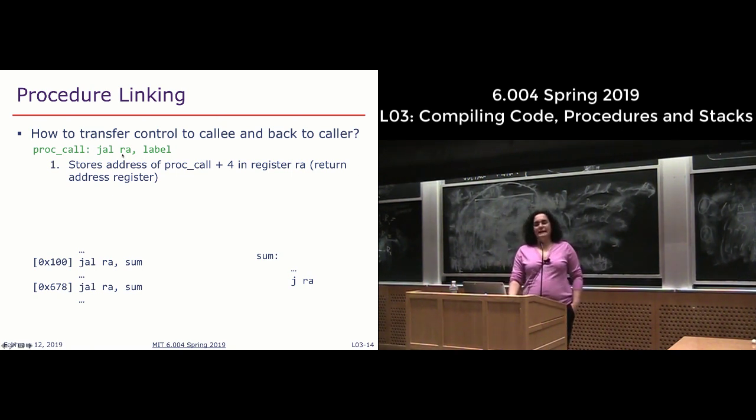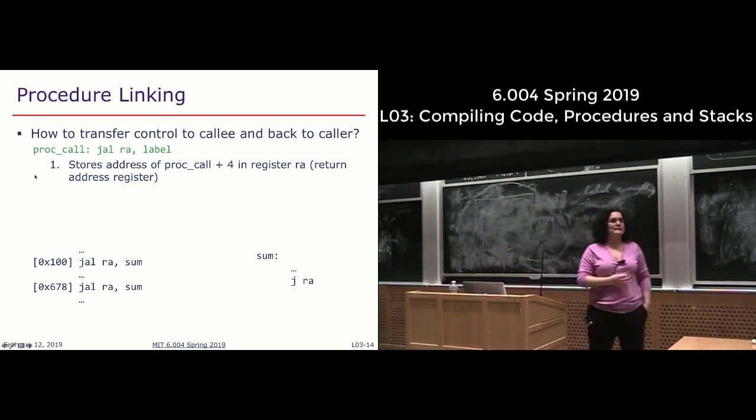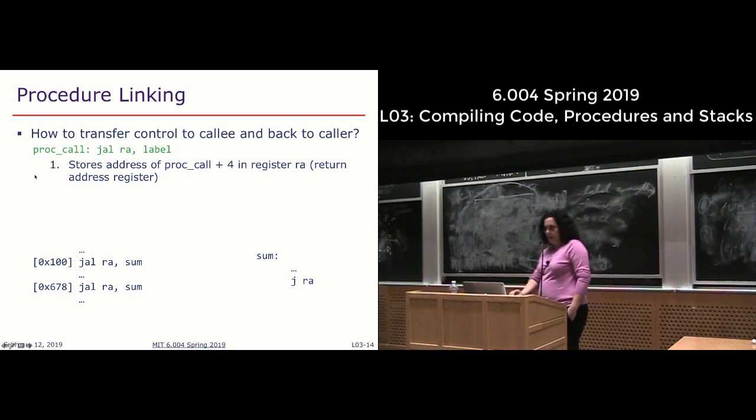We use this jump and link instruction, where this register labeled RA is the register that we use in order to save our return address. And then the label is the label of the procedure that we're jumping to. So let's take a close look at what happens if I run this jump and link instruction. We have a convention of using RA, which stands for return address, in order to store our actual return address.